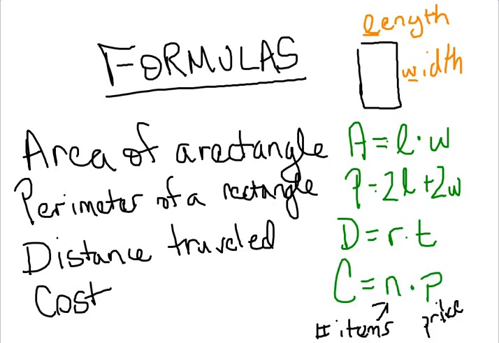We'll also spend some time talking about cost. And cost equals the number of items times the price per item. So this P, that's the price for one item, and N is the number of those items. And so you multiply the number of items times the price per item, and you get the total cost. Alright.